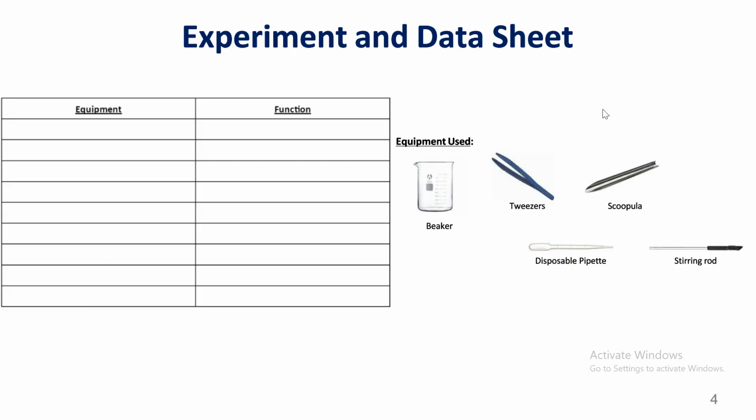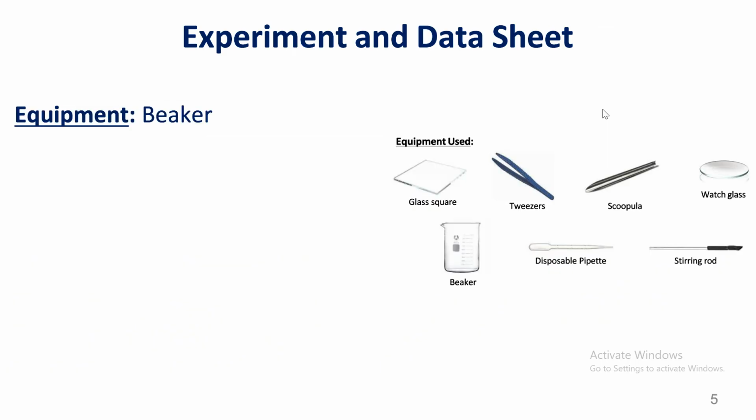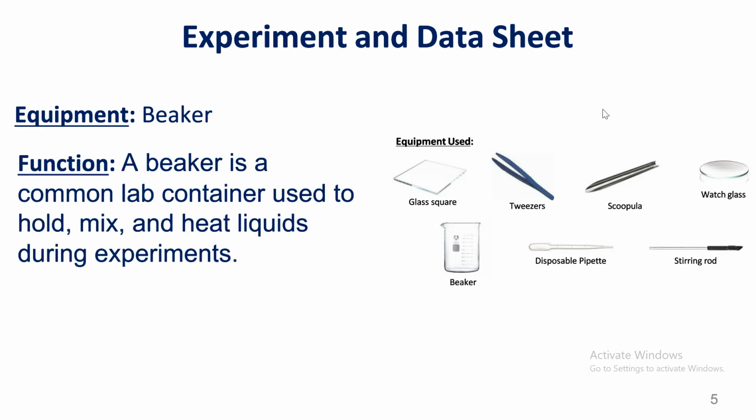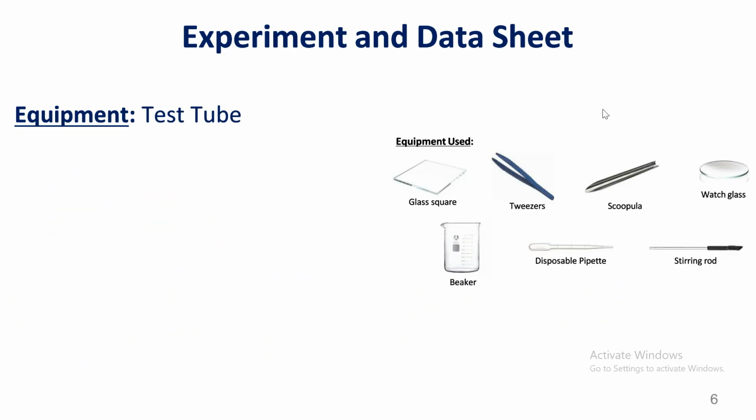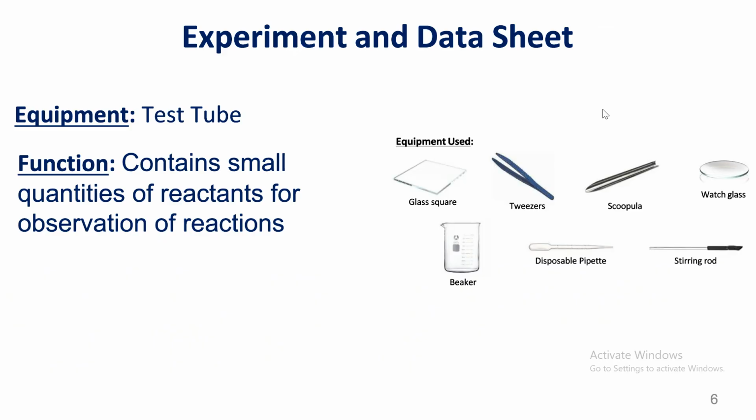So, the next section, as always, we are going to list the equipment and their functions that we will be using for this experiment. The first equipment we'll be using is the beaker. The function of the beaker is that it is a common lab container used to hold, mix, and heat liquids during experiments. We also have the test tubes, and they contain small quantities of reactants for observation of reactions.